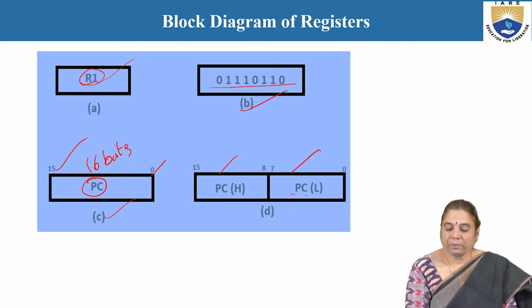That's why PC within parenthesis L can be represented to denote 0 to 7, the lower byte of the PC register. And PC within parenthesis H can be represented to denote the higher byte of the PC register, that is 8 to 15 bits. In this way, the registers can be notated in the register transfer language.